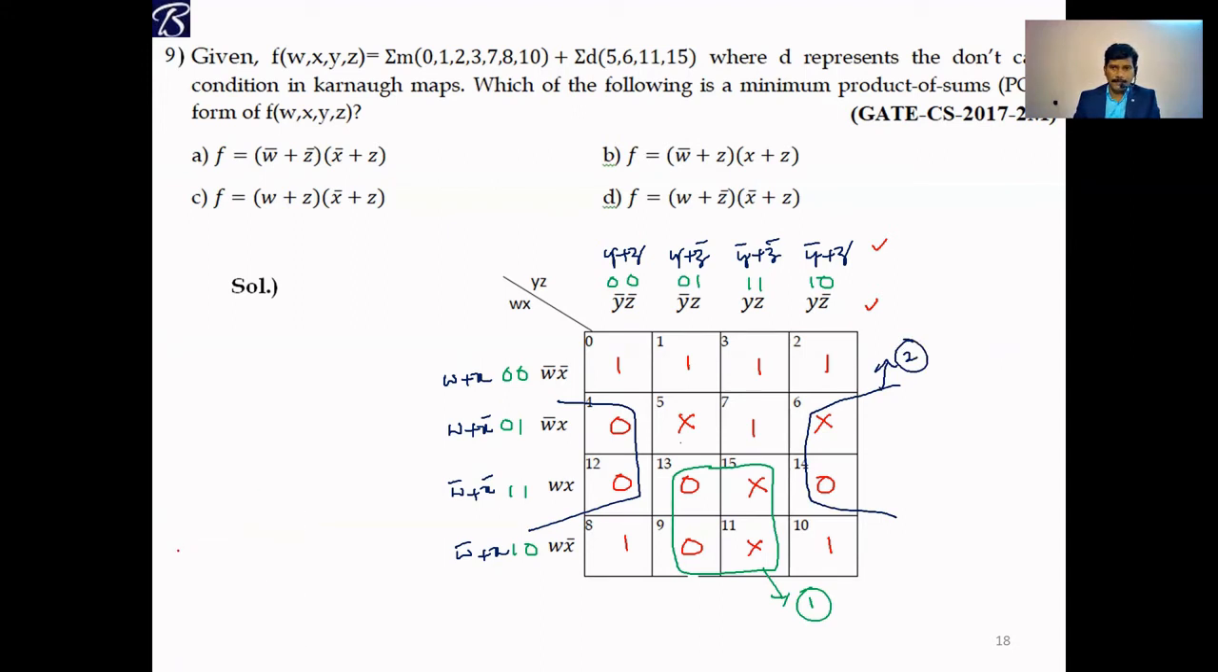Now write the expression in POS form for F. F equals the first term, this green one, that is W bar plus, in these two the common term is Z bar. So W bar plus Z bar. And consider this blue max term. The common term is X bar plus, in the first and last cells, the common term is Z. Check the options: W bar plus Z bar, X bar plus Z. So option A is correct.